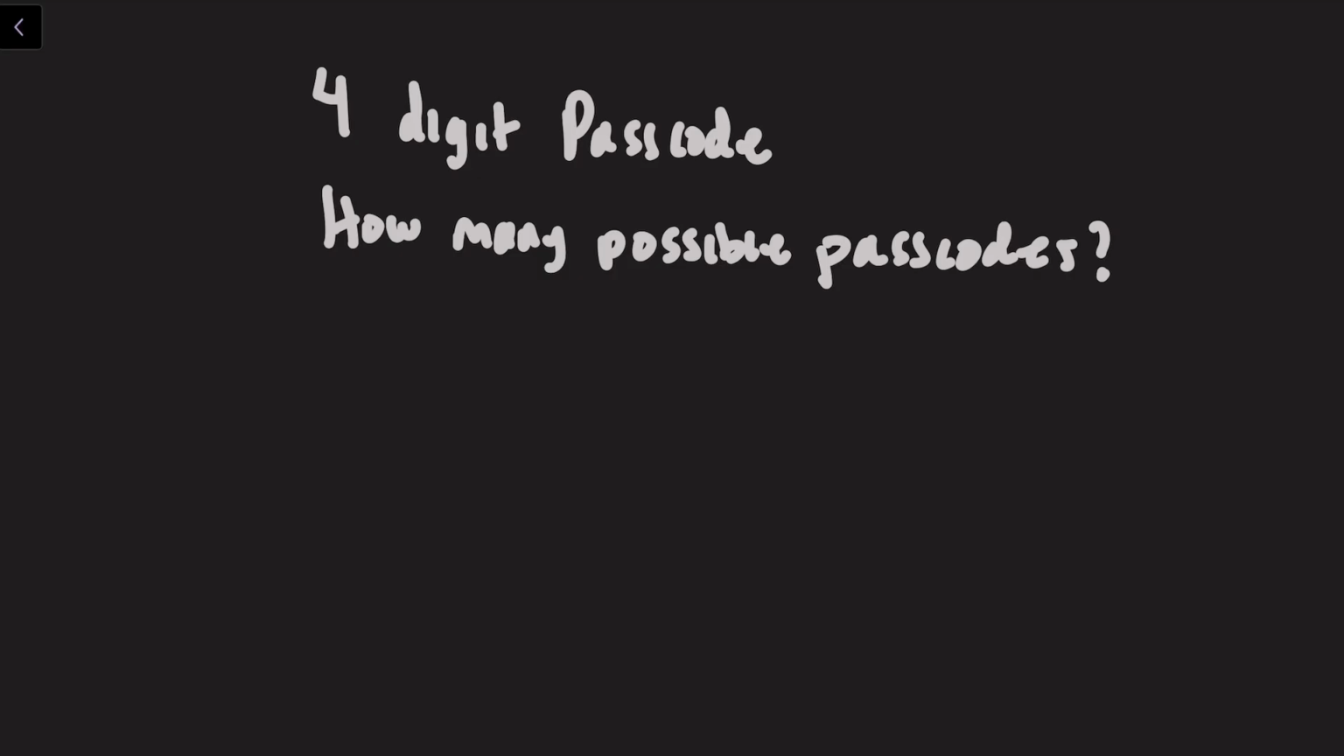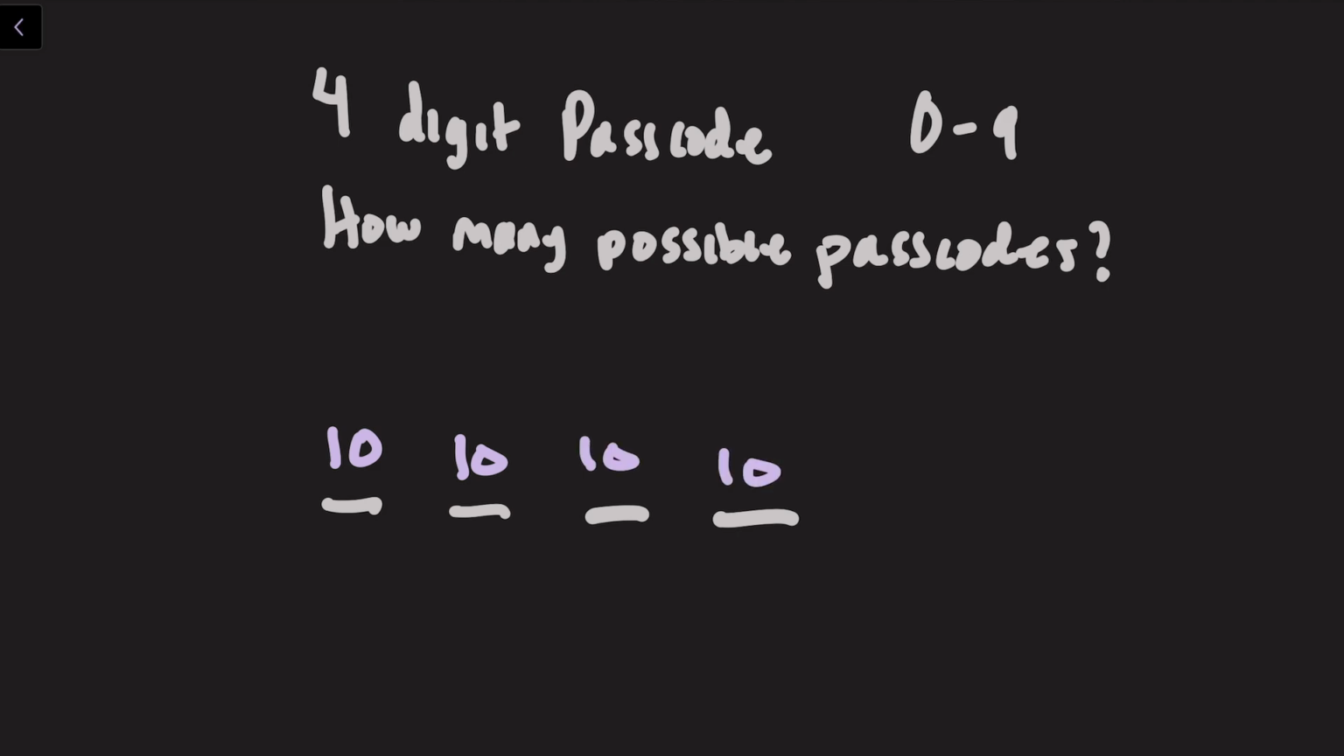Okay, now what if repeats are allowed? For that, we use something called the product rule, or the power rule. And honestly, this one is pretty intuitive. Let's say you forgot your 4-digit passcode, and each digit can be any number from 0 to 9. How many possible passcodes are there? We're still essentially using the same logic. For the first digit, we have 10 choices. It could be 0, 1, 2, 3, 4, 5, 6, 7, 8, or 9. For the second digit, we also have 10 choices. Repeats are allowed in passcodes. Same thing for the third and fourth digit. So the total number of possible passcodes becomes 10 to the fourth.